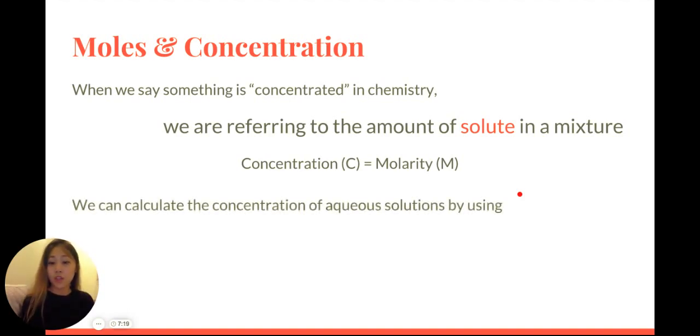We can calculate the concentration of an aqueous solution. Aqueous solution is, in simple terms, a mixture. So we can calculate the concentration by using C equals n over V. n, we have seen before, n is moles. So this is how moles is related to concentration.